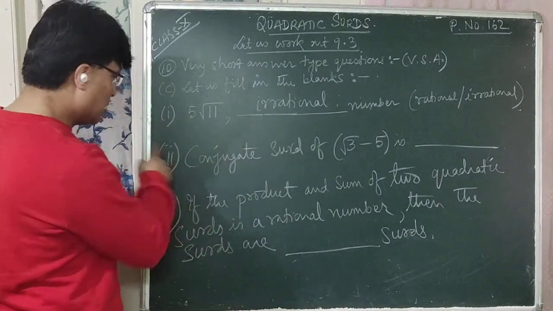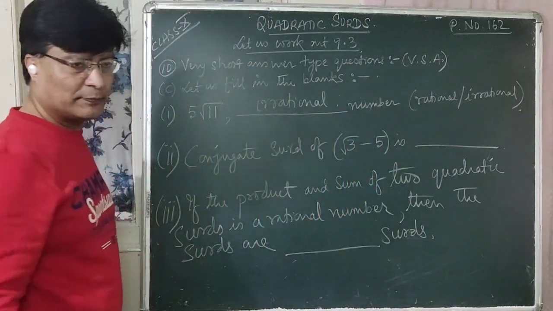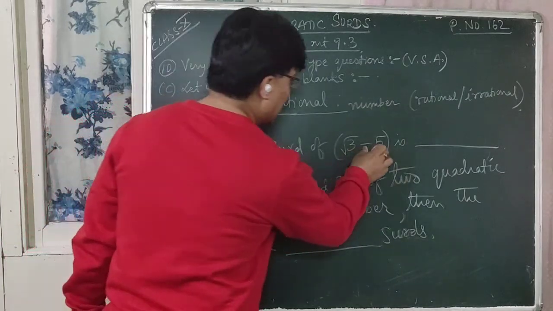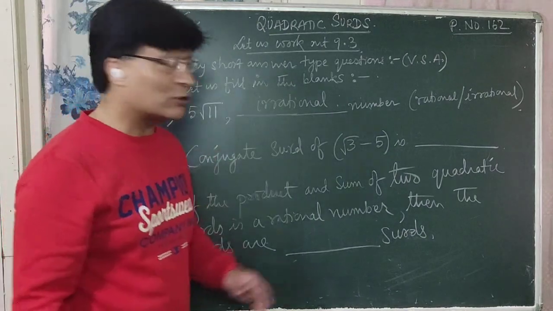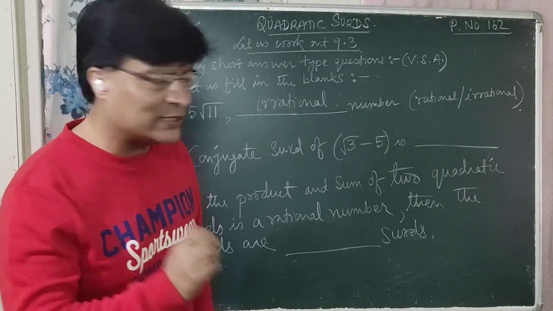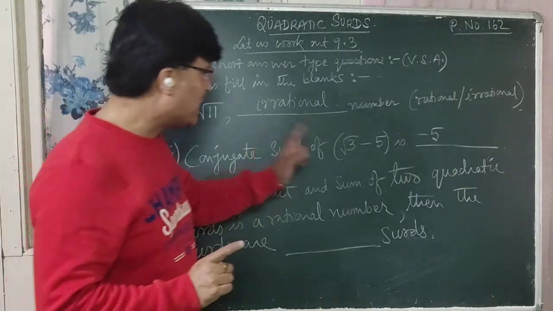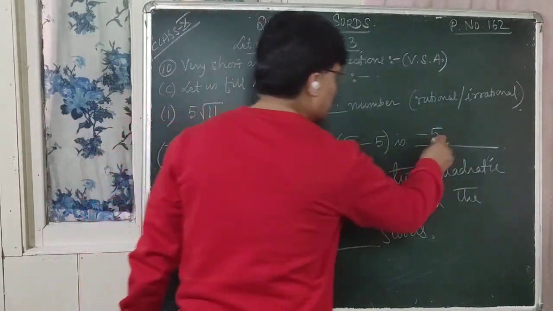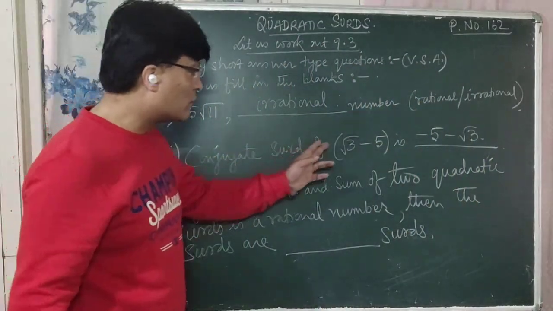Now, number 2. Conjugate surd of root over 3 minus 5 is what? So this is your root over 3 is irrational part, and minus 5 is the rational part. Okay? So in order to write down the conjugate surd of this one, you should keep the rational number as it is, that is minus 5 remains same, but you have to change the sign of the irrational part. Okay? That is, if this is plus root 3, you should write minus root 3.